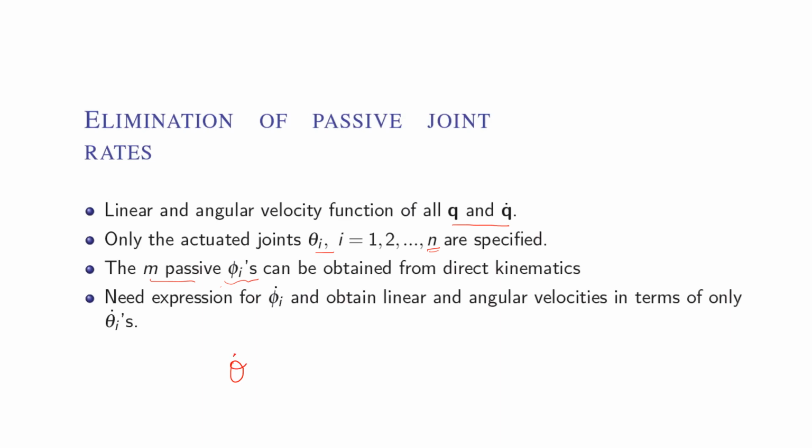because theta dot are the ones where there are motors. We know the actuated joint rate. So we should be able to find the linear and angular velocity of the chosen output link in terms of the actuated variables. So basically we need to find this pi dot in terms of theta dot. How do we do that? We can obtain this from the loop closure constraint equation.